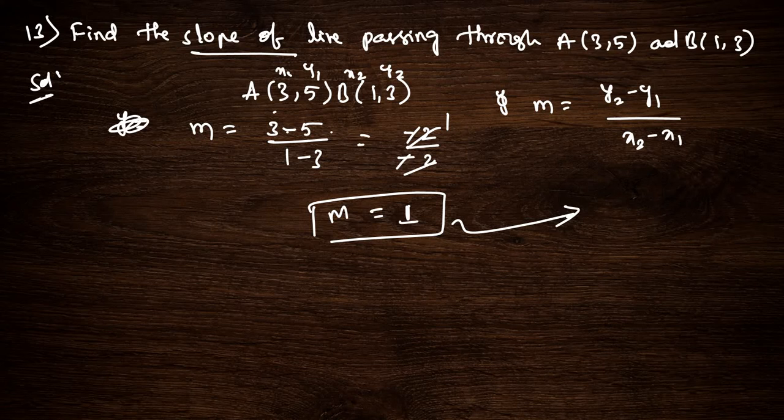What is that? 3 minus 5, minus 2 only; 1 minus 2, minus 2 only. So here, the slope m is equal to y2 minus y1 divided by x2 minus x1, right. These are the m, the slope. Now moving to the 14th one.